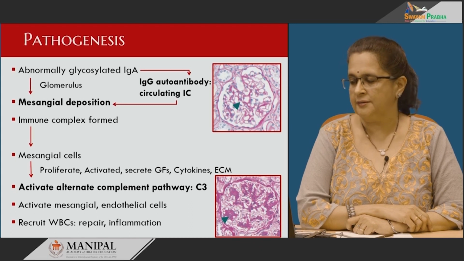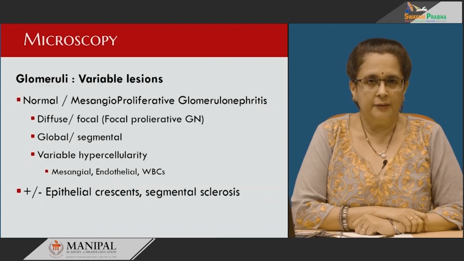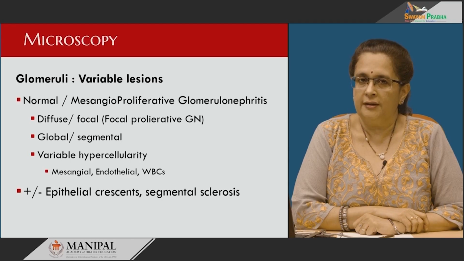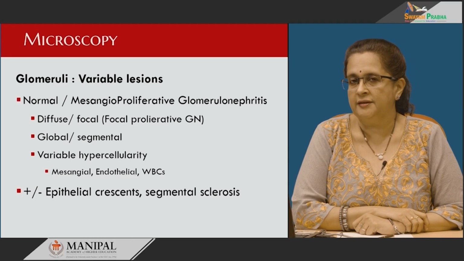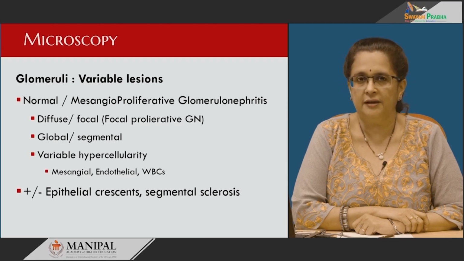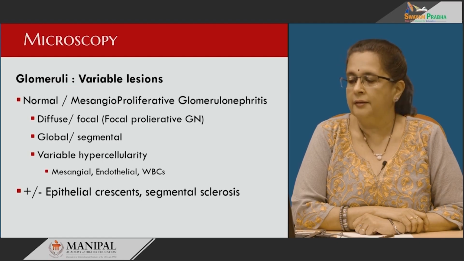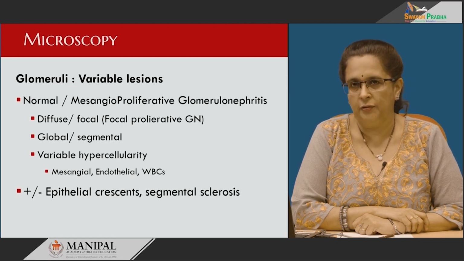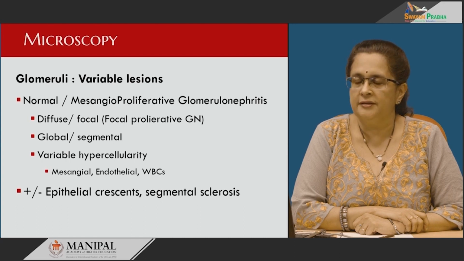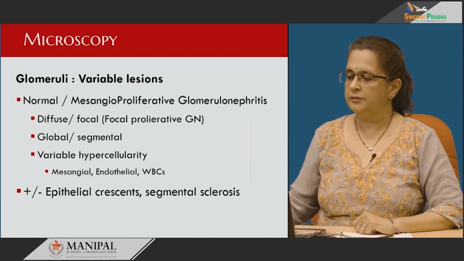these immune complexes. Under the light microscopy, the glomerular lesions are found to be variable, that is all glomeruli are not affected similarly. Different kinds of lesions can be seen in the glomeruli. Now, the glomeruli can be normal, or they can progress to mesangial-proliferative glomerulonephritis, which means proliferation in the mesangial region of the glomerulus. Now, if more than 50% of the glomeruli in a particular biopsy are involved, then we call it as diffuse, as depicted in this picture.